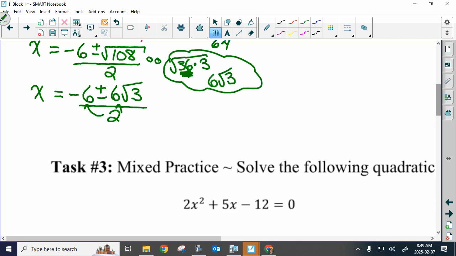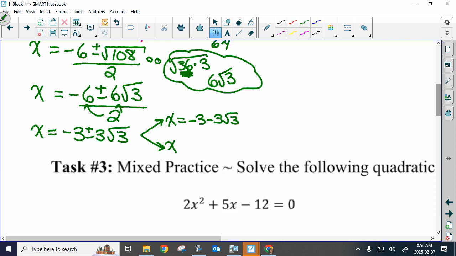We can't break into the radical. This radical is stuck, and it's going to have a number in front of it. But I can divide both the constant and the coefficient by 2. So then my answer is negative 3 plus or minus 3 root 3. I know there's a lot of 3's there. This is just 2 different answers. One of them is negative 3 minus 3 root 3. The other root is negative 3 plus 3 root 3.